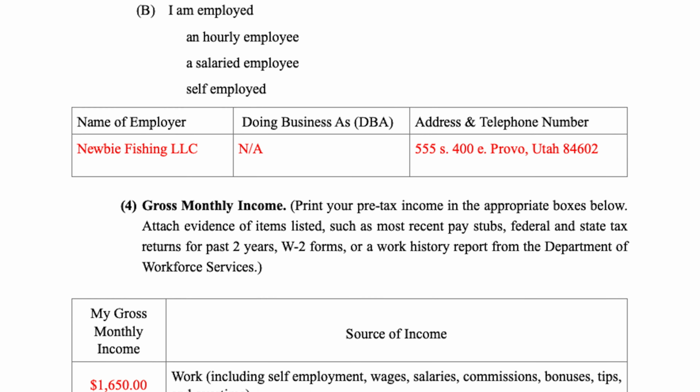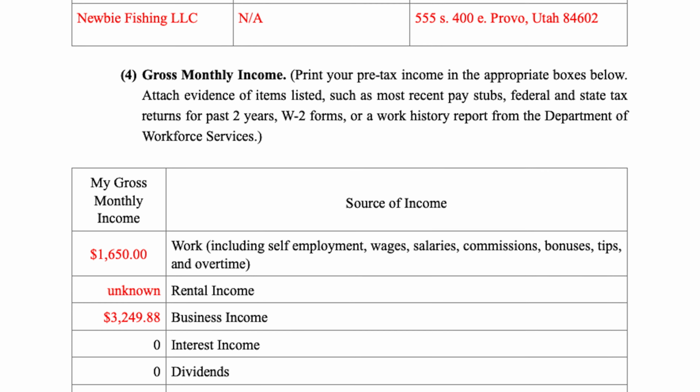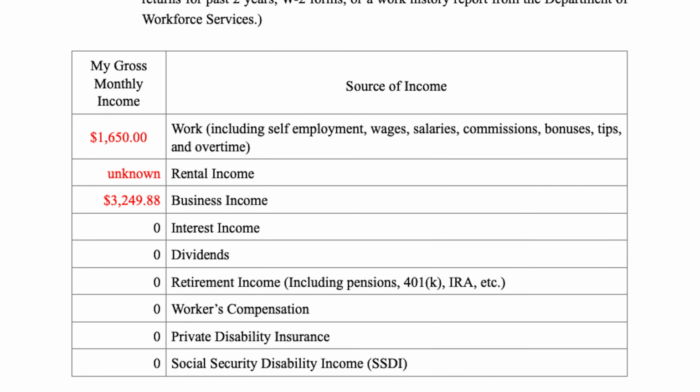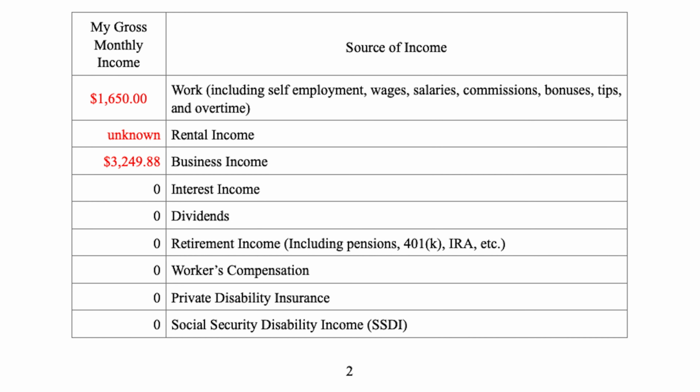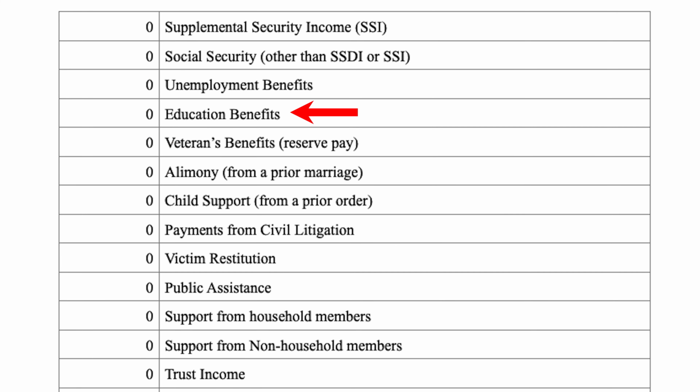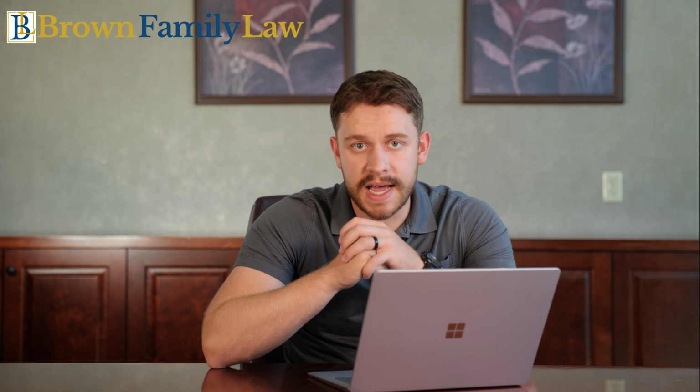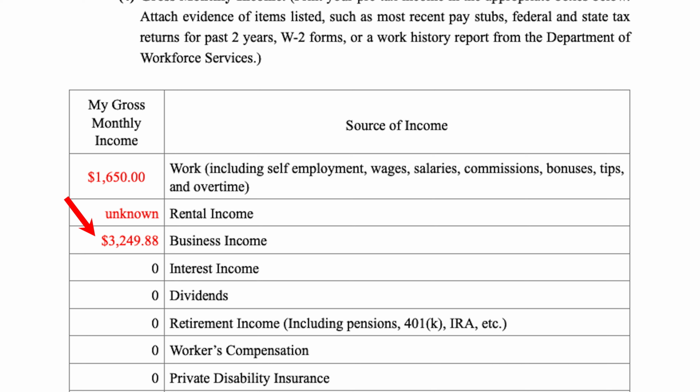Pretty self-explanatory. Underneath that, you then start putting down your gross monthly income. You can see here that it's divided up by many different things: Social Security, education benefits, veteran benefits, all of that. If any of those things apply to you, please provide documentation verifying that this is the correct amount, and also fill it out here. But generally speaking, these top 3 are the most common: work, business income, and rental income.